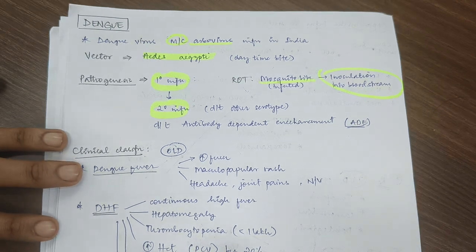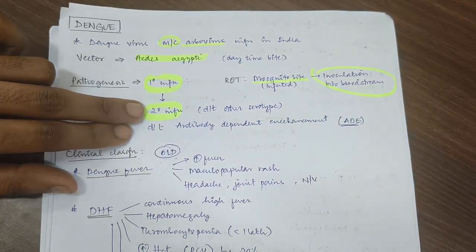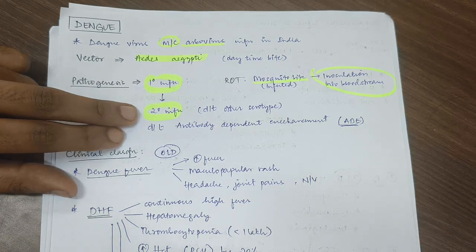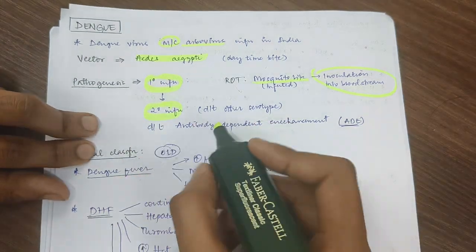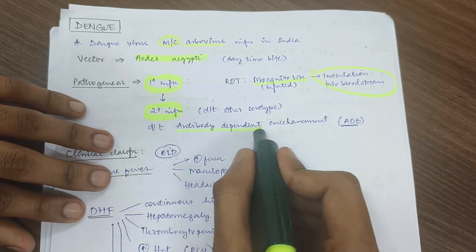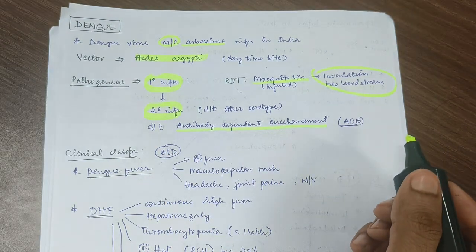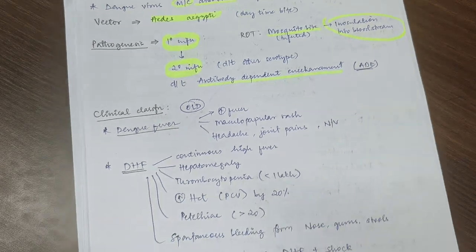Secondary infection is due to another serotype. Suppose the primary infection is because of DEN1, then the secondary infection is because of DEN2, and it is the most common combination, and it is the most dangerous also. This type of pathogenesis, that is secondary infection, is due to antibody dependent enhancement. Our antibodies themselves will provide a bed for the secondary serotype infection, and that is called antibody dependent enhancement, ADE.